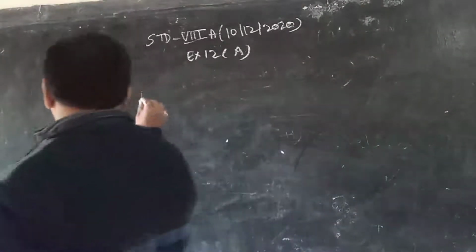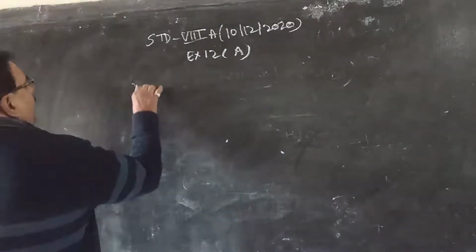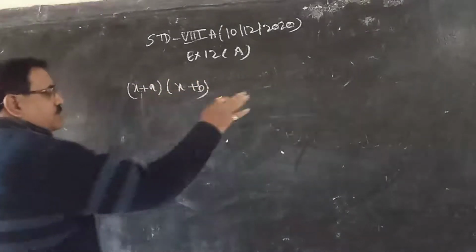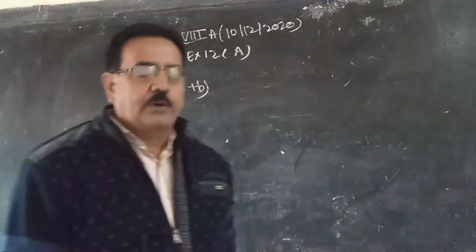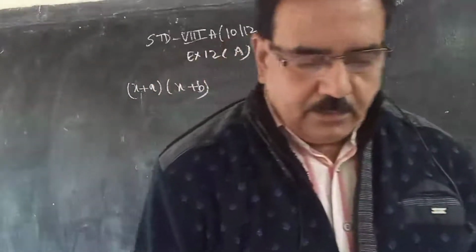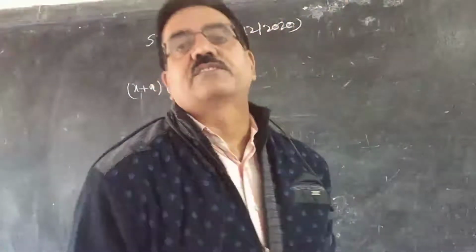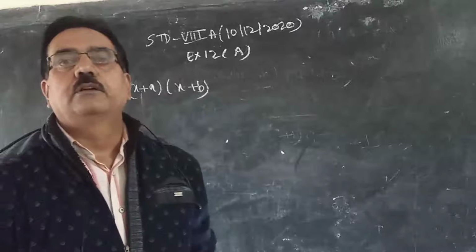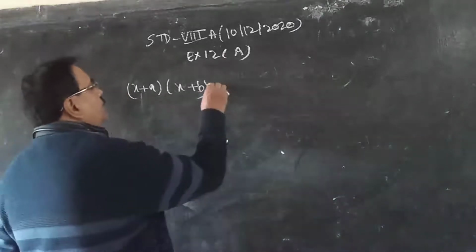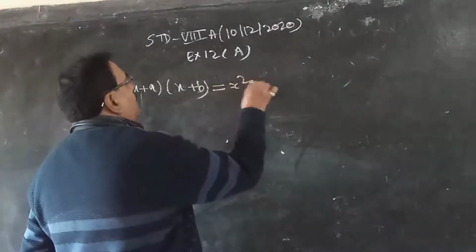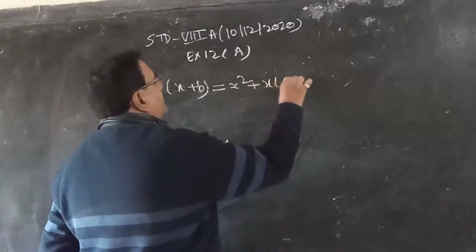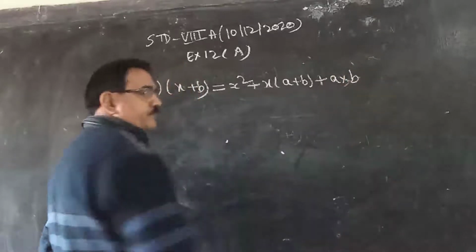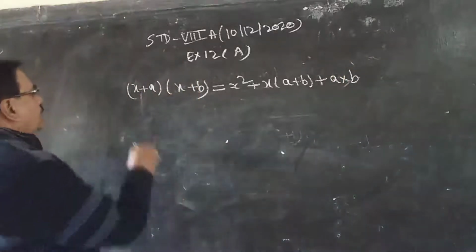Right. What formula? First, (x + a) and (x + b). This question is not based on the formula (a + b)(a - b). Here given x + a is one constant, and x + b another constant. That we can use this formula: x² + (a + b)x + a·b. This is the formula. Now, what type of question?